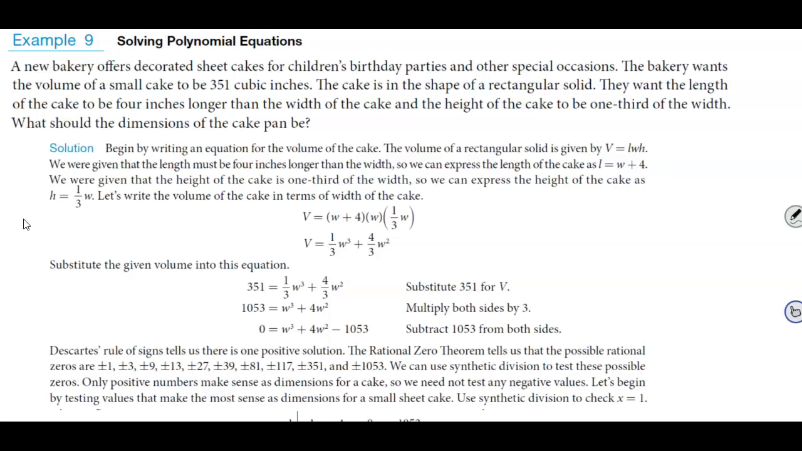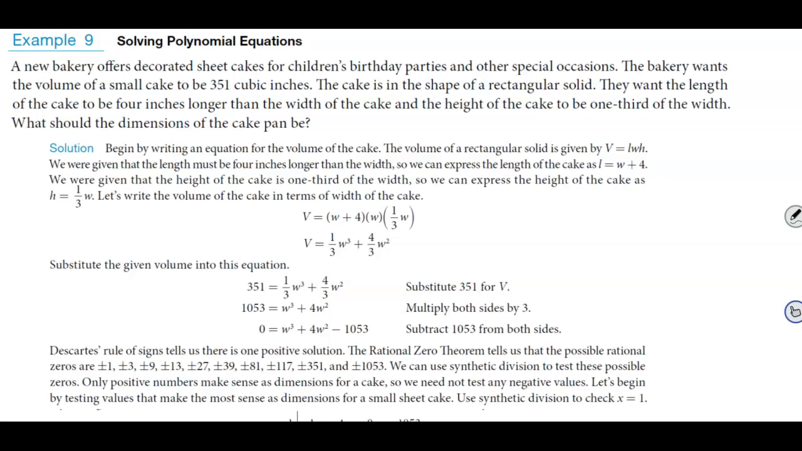They want the length of the cake to be 4 inches longer than the width of the cake, and the height of the cake to be 1/3 of the width. What should the dimensions of the cake pan be? Now we have to begin by writing an equation for the volume of the cake. The volume of the rectangular solid is given by the formula V equals length times width times height.